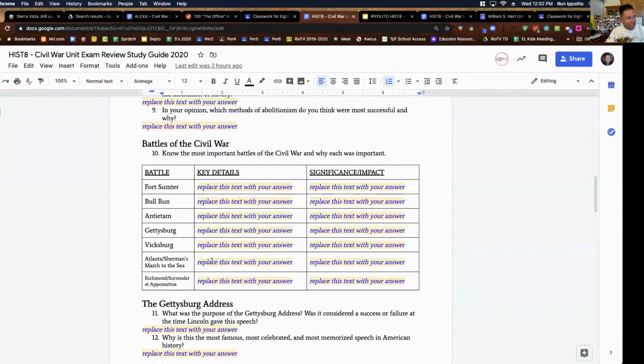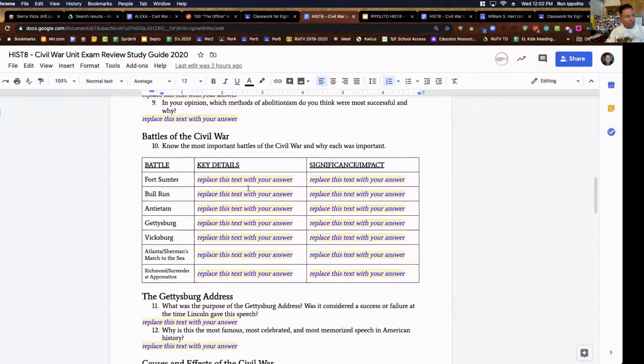This is where you're going to put key details. So the Battle of Fort Sumter, where did it take place? And then the significance or the impact of the battle, that's where this is going to go right here. So as we go through these battles of the Civil War, if you're wondering what do I do with this information, where do I put stuff, it's right here. Key details right here, and then what was the importance, the significance, the impact? Why are we studying this battle in particular? Because there were hundreds of battles of the Civil War, but we're only focusing on these few right here because they were the most significant and had the greatest impact.